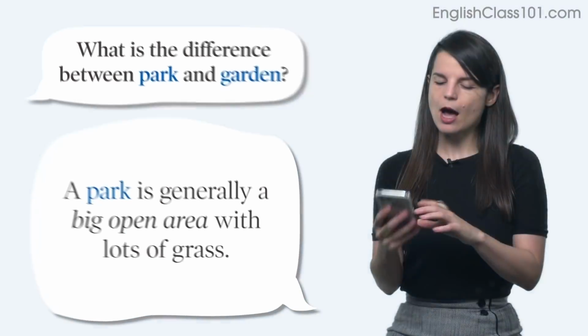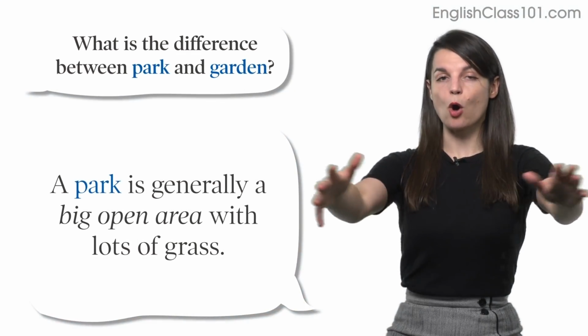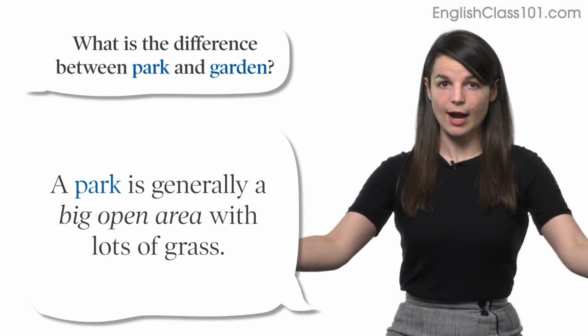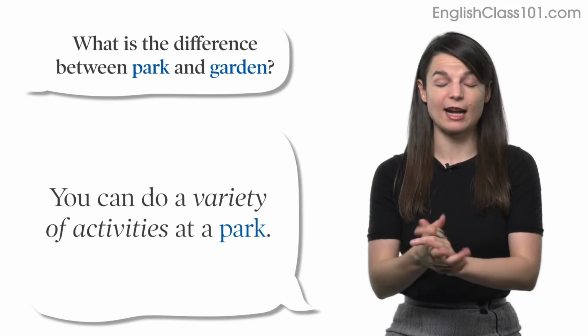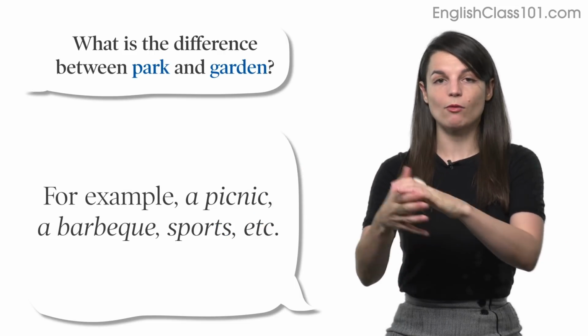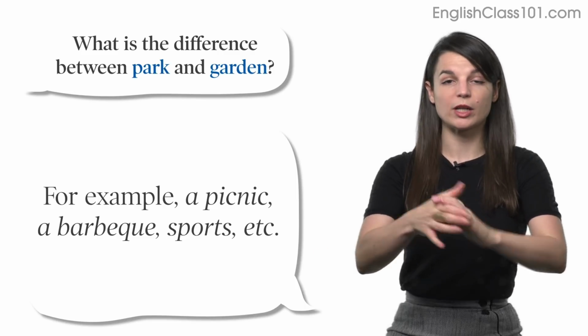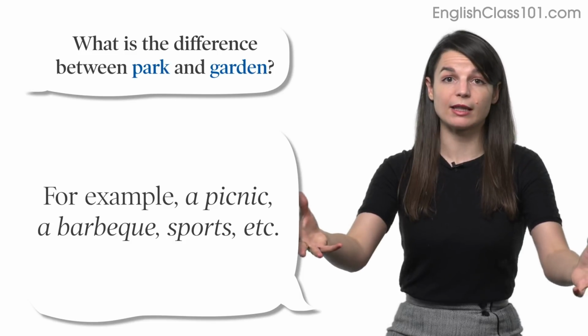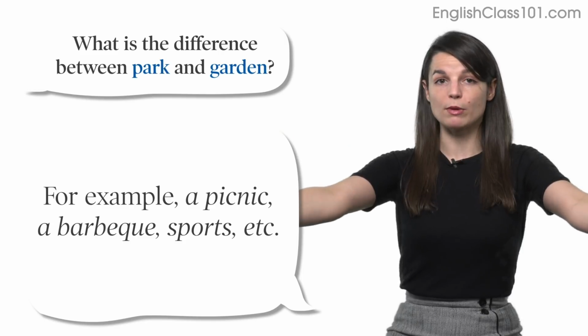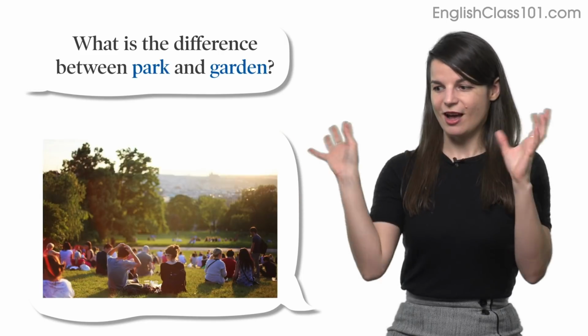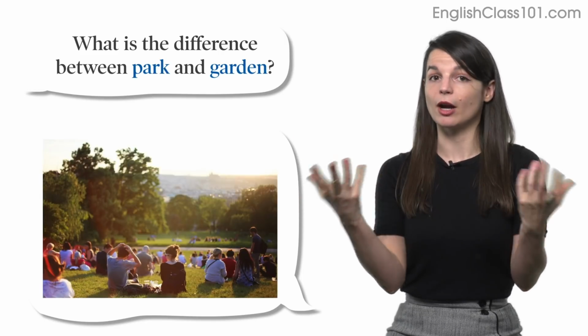Thank you. A park is generally a big open area with lots of grass. You can come to a park and you can do a variety of different activities. If you want to have a picnic or a barbecue, or you want to maybe play a sport or something like that, you can generally do that in a park. There's a lot of really big open space. So maybe we can show a picture on screen here so you can see what a typical park looks like.